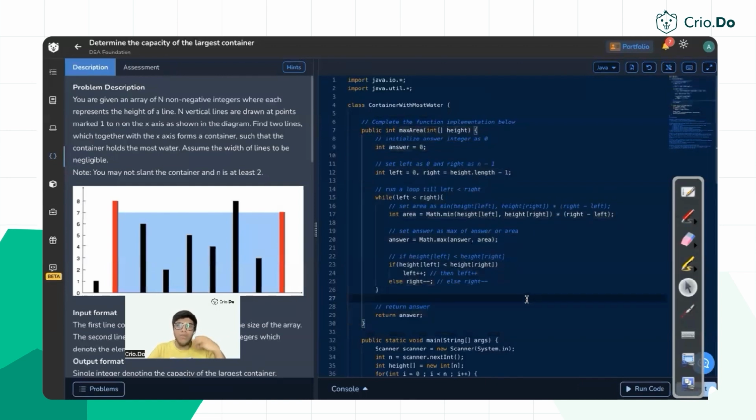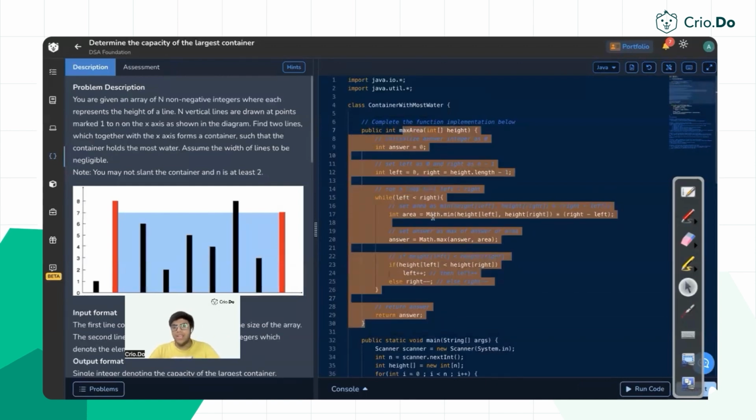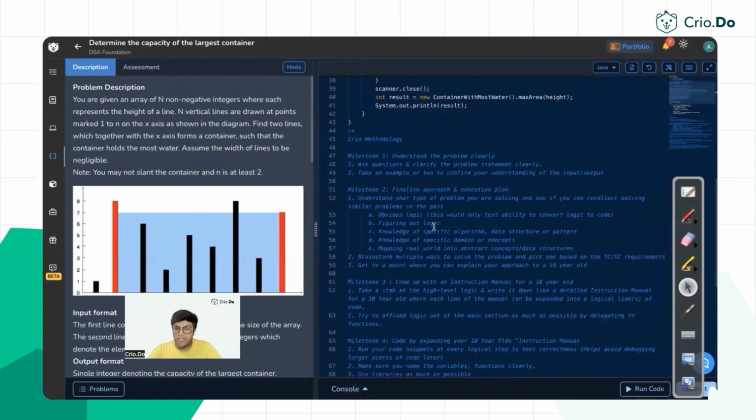That was all about the problem: determine the capacity of the largest container. We have coded it. So with that, we have done the fourth and fifth milestone.